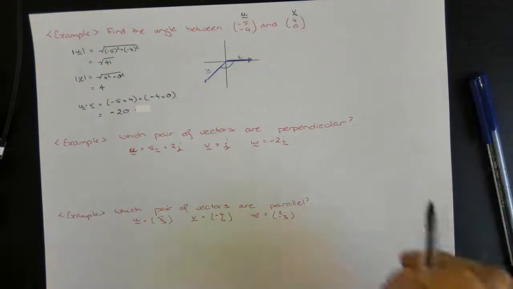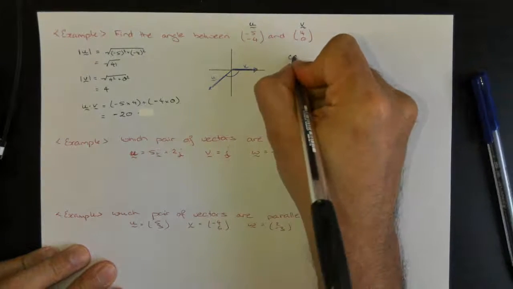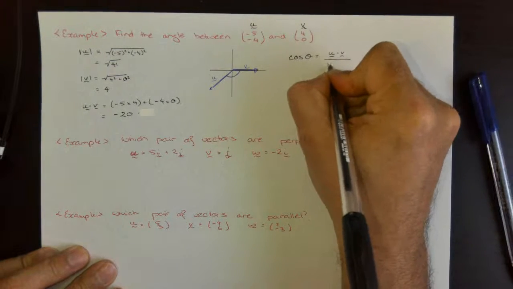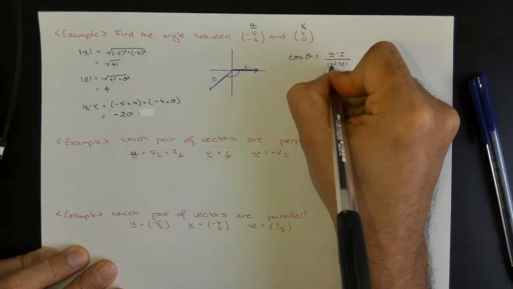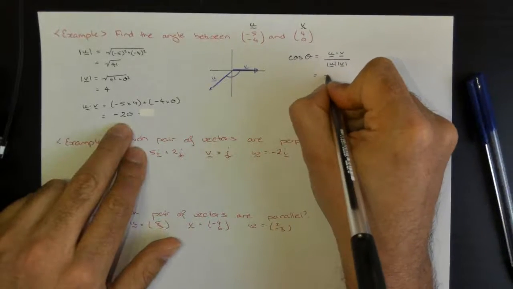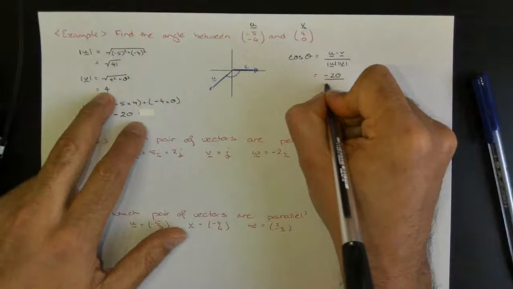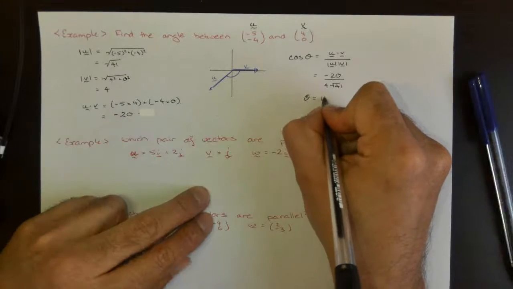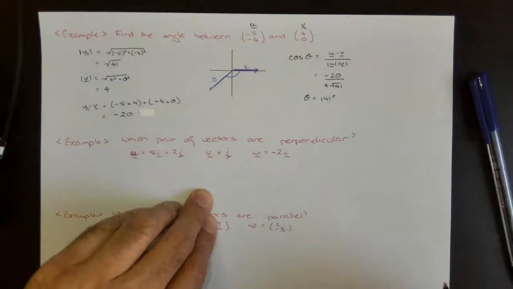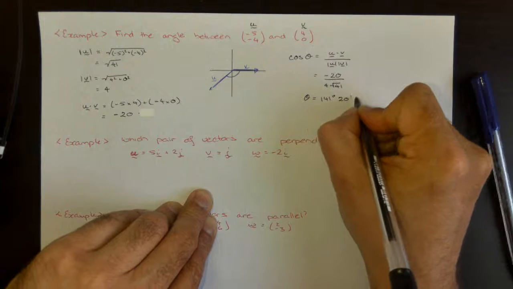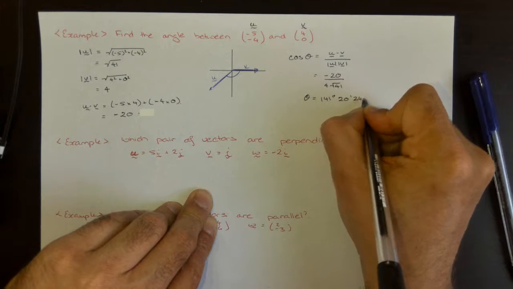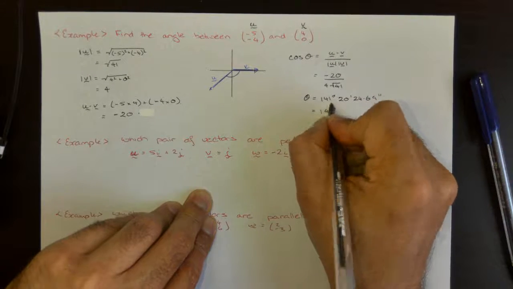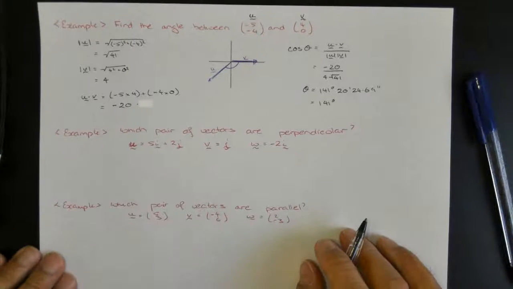We're going to use the formula: cos theta is the scalar product over the product of the magnitudes. So we get negative 20 over 4 root 41. So we get theta equals 141 degrees, 20 minutes, and 24.69 seconds. So to the nearest degree it will be 141 degrees, which looks good.